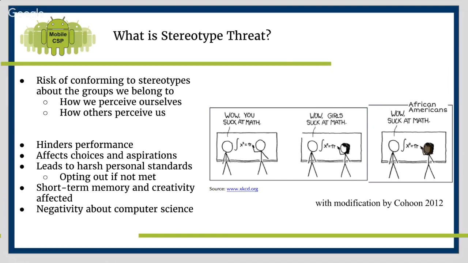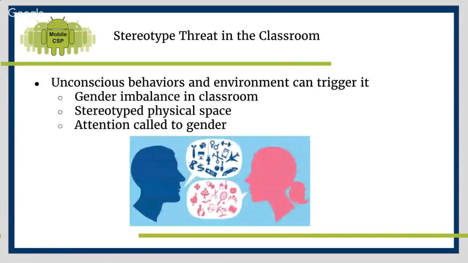It also has effects on your short-term memory and your creativity, so that you're not able to remember as much, and it depresses your creativity, and then it just leads in general to a negative attitude towards computer science. Okay, so that's a little bit about the social science behind stereotype threat. I'm going to talk more about it in the classroom, because that's where you all are going to be dealing with it for the most part.